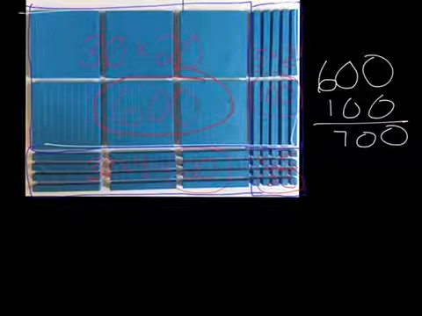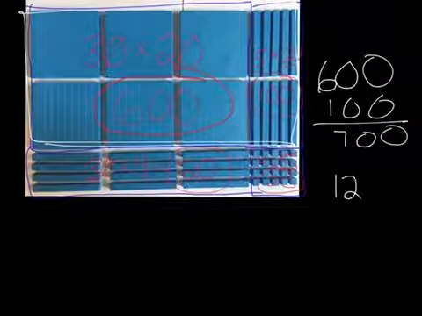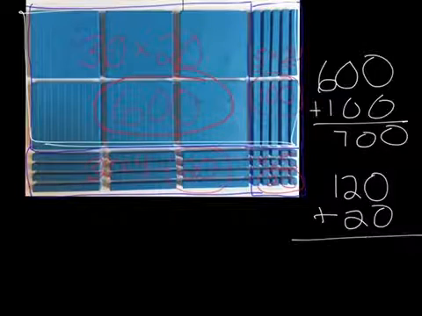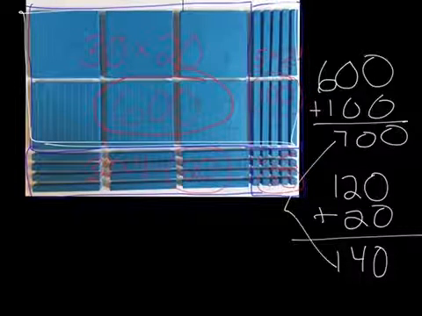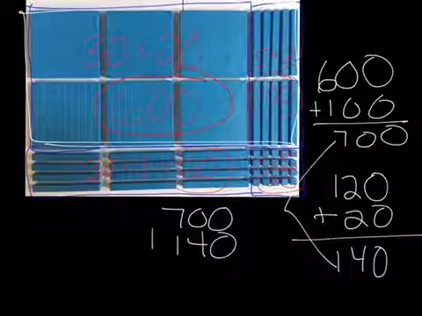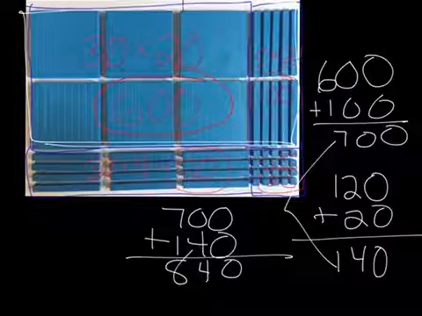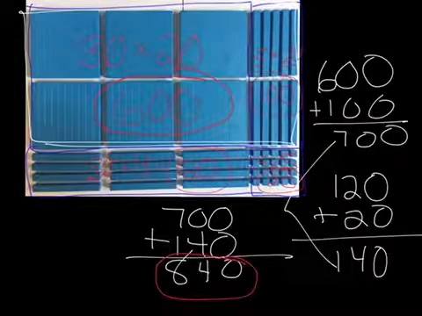So the top 2 rectangles were 700, and then my bottom 2 rectangles were 120 plus 20. And I'm adding them together because I want to know the whole thing all together. So now I'm going to add 700 plus 140 to get my total for the entire rectangle. So the answer to 24 times 35 is 840.